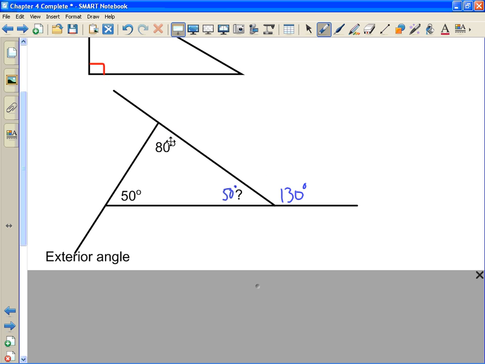Now that's the same thing that we had when we added these two angles up. Okay, and I could do the same thing with this angle. Okay, this is 80 degrees, so this angle is going to have to be 100 because of the linear pair. That's the same thing we get when we add these two angles up. So these exterior angles are always the sum of the opposite two.